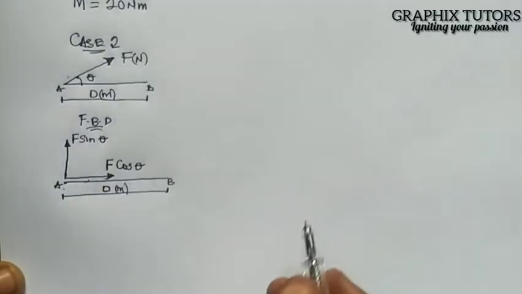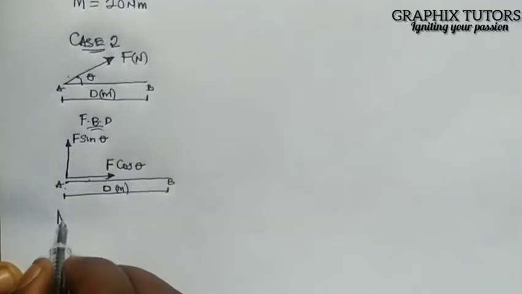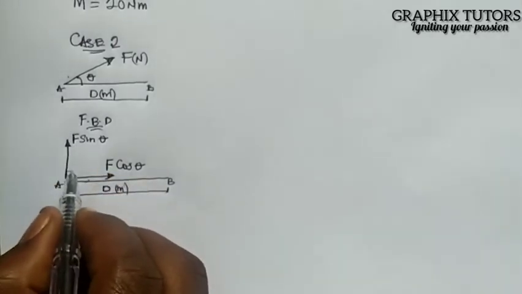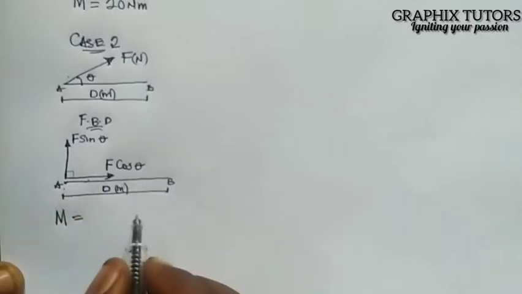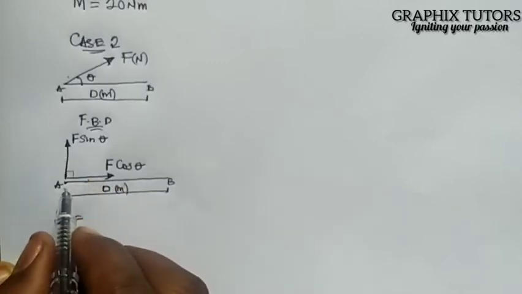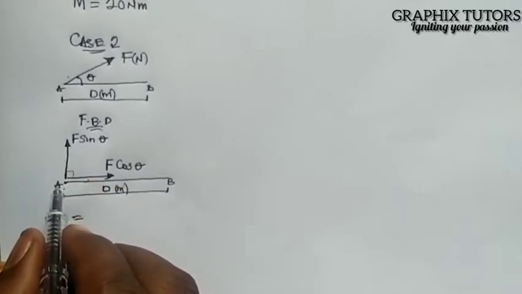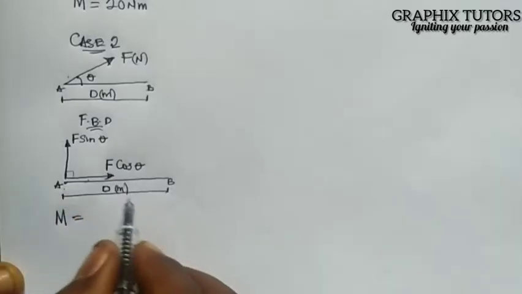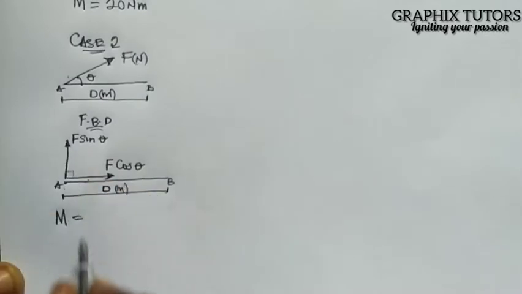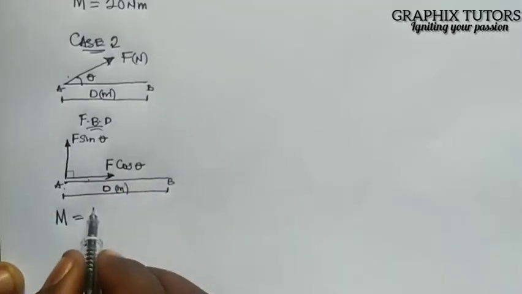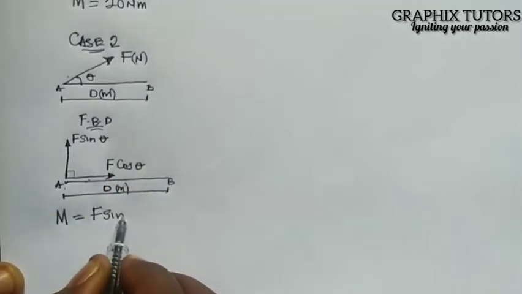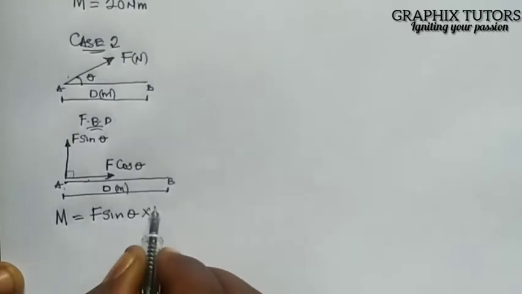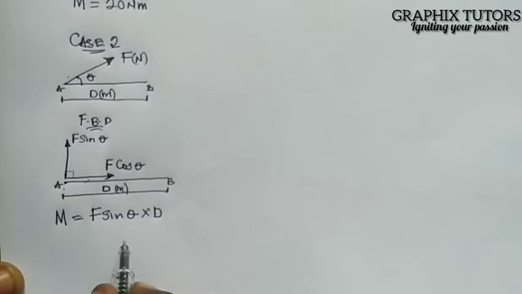So if I calculate my moment, it's going to give me only the force times the perpendicular distance. So the force must be perpendicular to the distance. Which force in between these two is perpendicular? It is the vertical force here. So I'm going to say my F sine theta multiplied by my d, right?